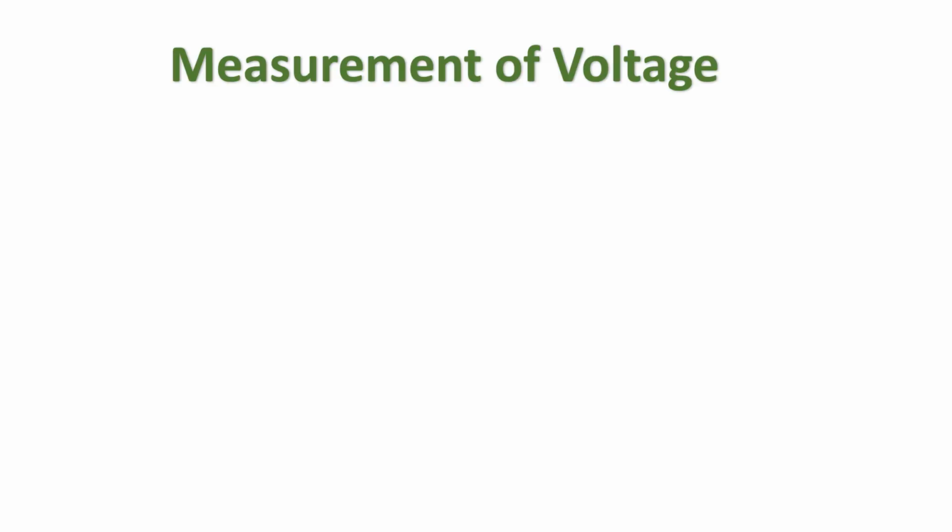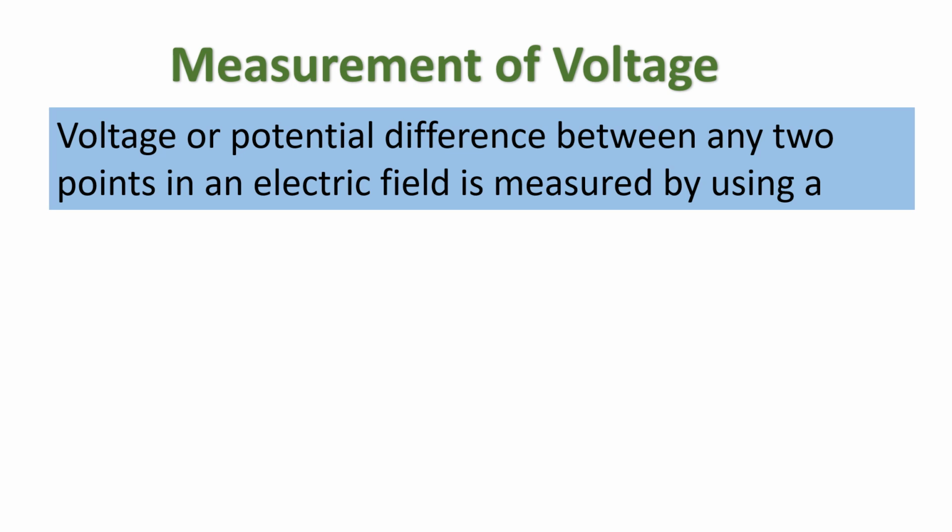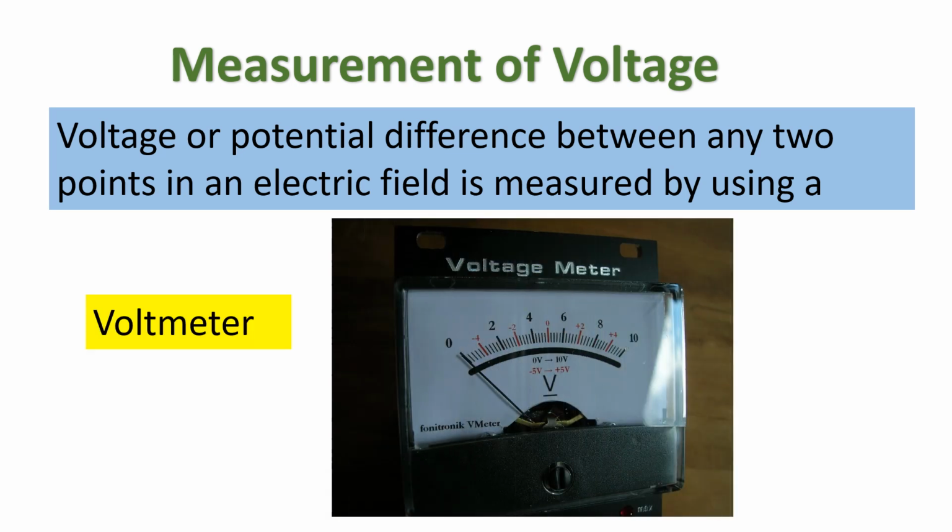Measurement of voltage. How do we measure the voltage or potential difference between 2 points? Well, voltage or potential difference between any 2 points inside an electric field is measured by using a device called a voltmeter. It looks somewhat like this. There are several types of voltmeter you'll find in the market. So this is called a voltmeter.